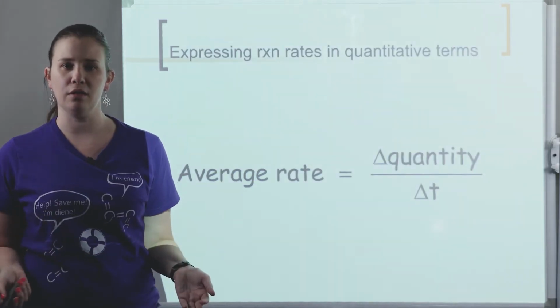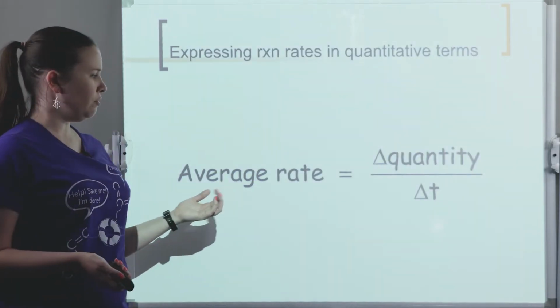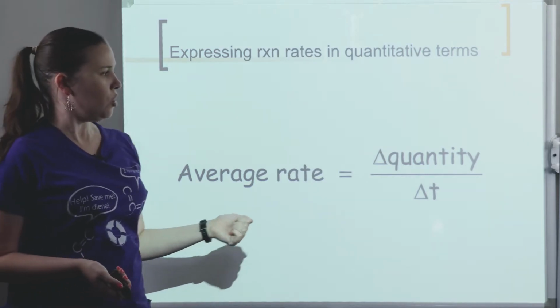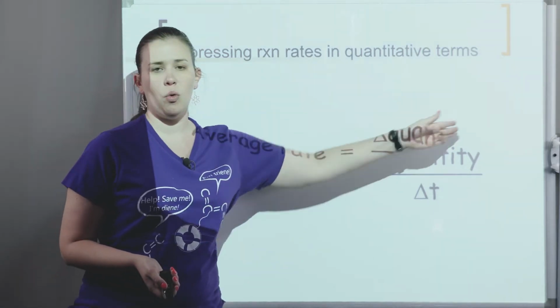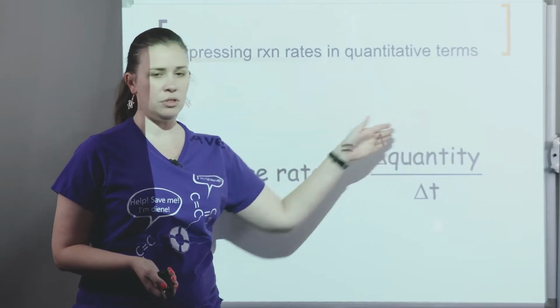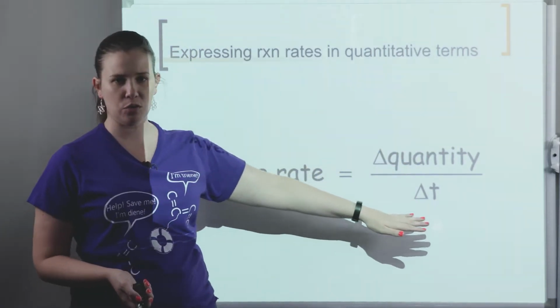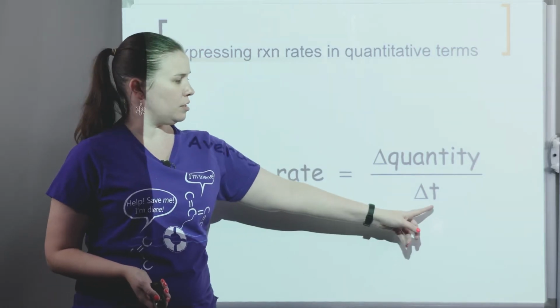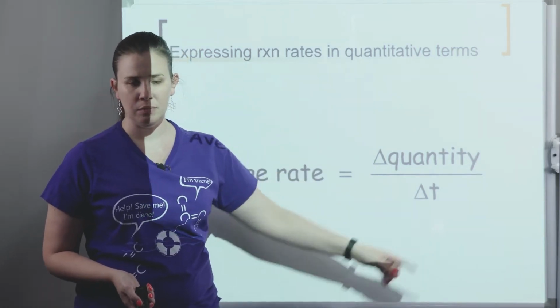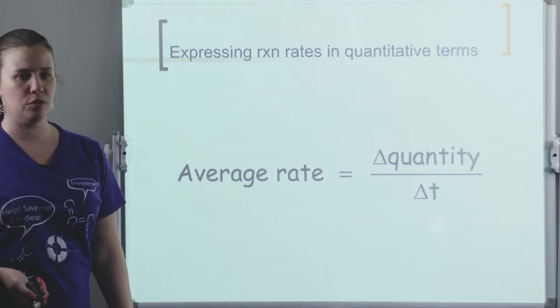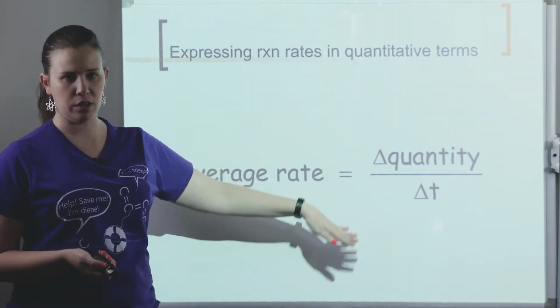So how do we calculate reaction rate? Well, in order to find the average rate of a chemical reaction, we're going to look at the overall change in quantity, some type of amount, maybe a molarity, and we're going to look at how much time that takes. So we're looking at the change in time. Notice it's a lowercase t for time. Capital T would be our temperature, so we're looking at change in quantity over time.